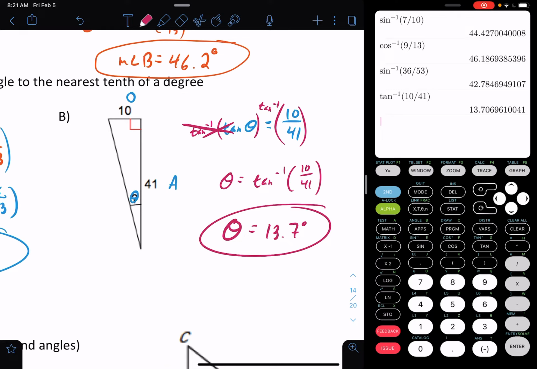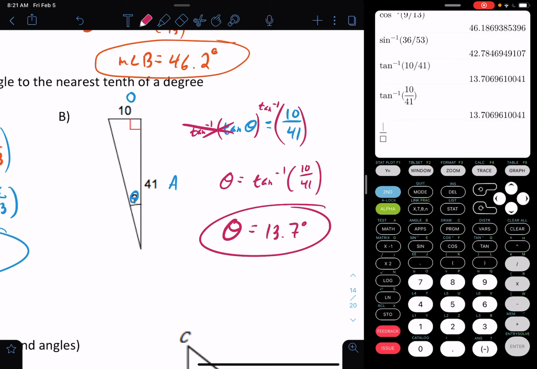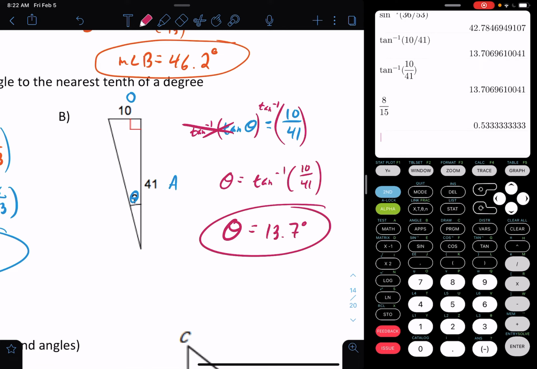Okay? And just to show you, in case you want to type it in as a fraction, if I do second tan and I get tan inverse, and if you've got this graphing calculator and you hit alpha y equals, the first button is going to turn it into a fraction for you. If you didn't know how to form a fraction on your calculator, I just wanted to show you. So anyway, that's just a tangent, no pun intended.